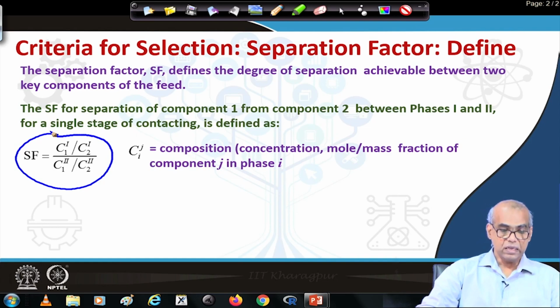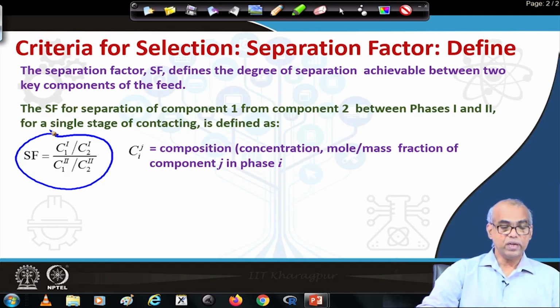So, in the numerator you have concentration of species 1 divided by concentration of species 2 in phase 1, and in the denominator you have concentration of species 1 divided by concentration of species 2 in phase 2. So, it is a ratio of two ratios. We can use concentration, mole fraction, or mass fraction.